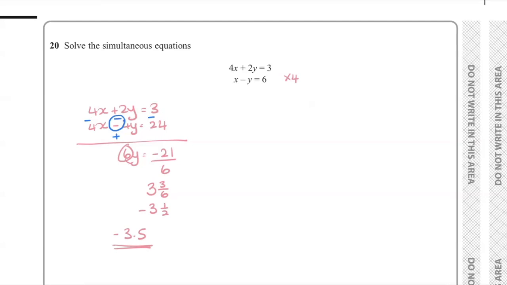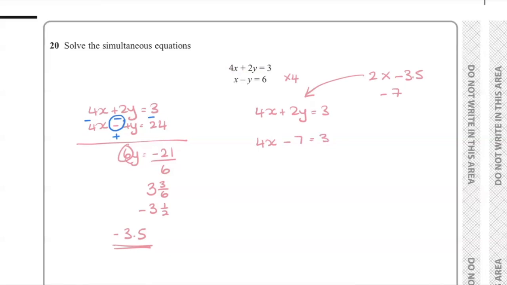Now I know the y value, I can use it to find the x value. Always use your originals, just choose one. I'm actually going to choose the top one because there's no negatives in it, and I already got a negative result, and if I worry about my negatives, it might help to avoid more. So I'm going to do 4x plus 2y equals 3. Now, 2y, 2 times minus 3.5 is going to give me minus 7. So what I've actually got is 4x minus 7 equaling 3. And then I can go on and solve in the normal way.